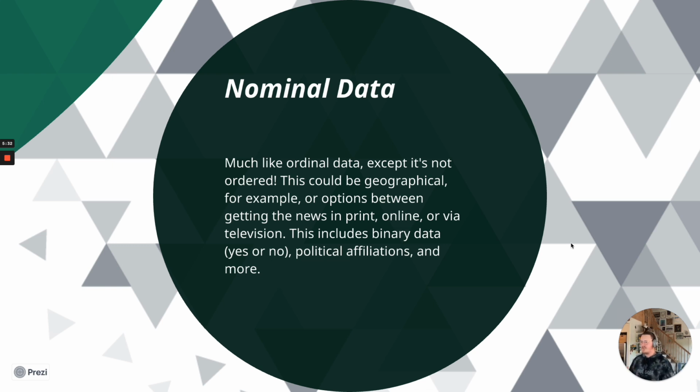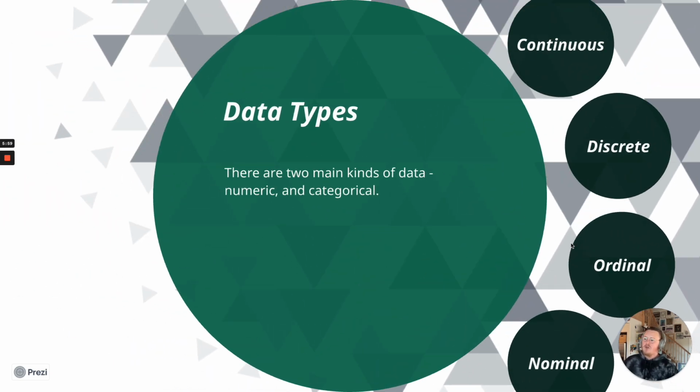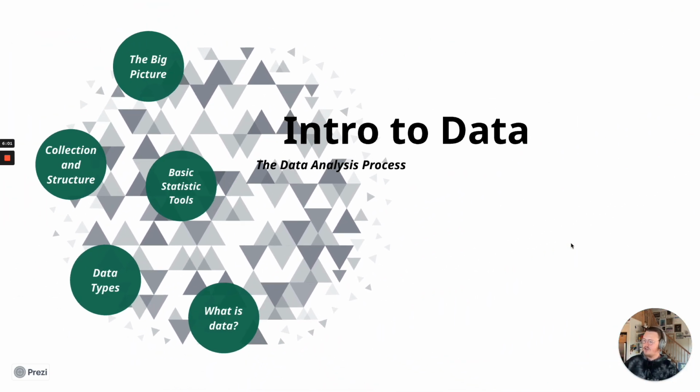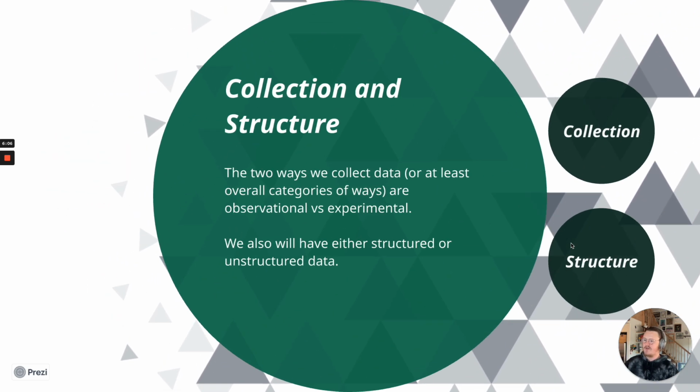It could be options between getting the news in print, online, or via television, especially if you're using survey data. Sometimes you'll end up with these categories that you're going to have to figure out what to do with that data. This also includes binary data, political affiliations, right? Are you Democrat, Republican, or none? And more. There's all these different categories of things that we could use. So numeric and categorical are kind of the two big ones, and there's kind of two parts to each of those. So up next we've got collection and structures.